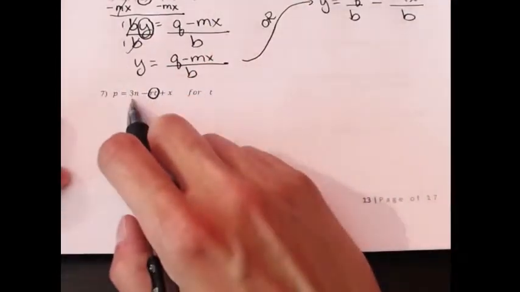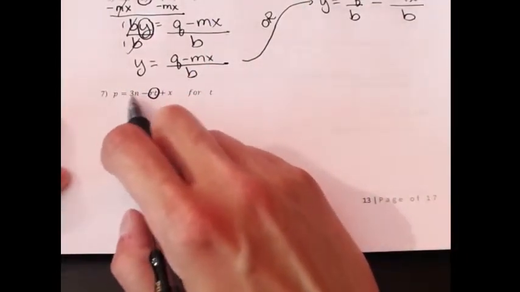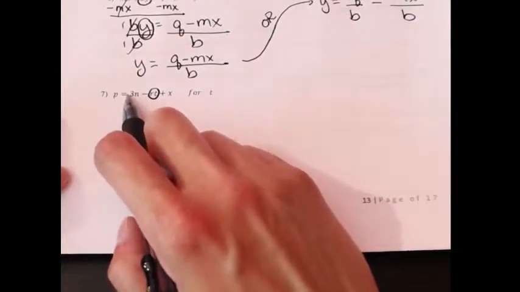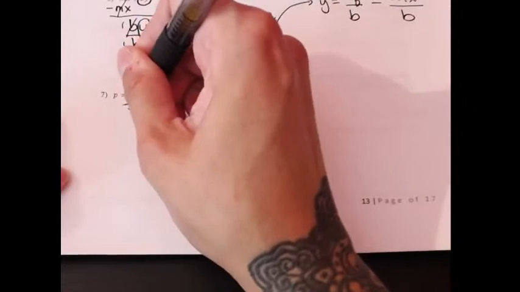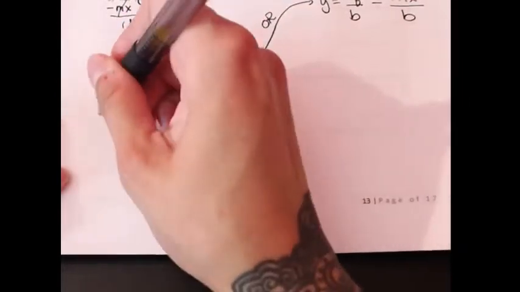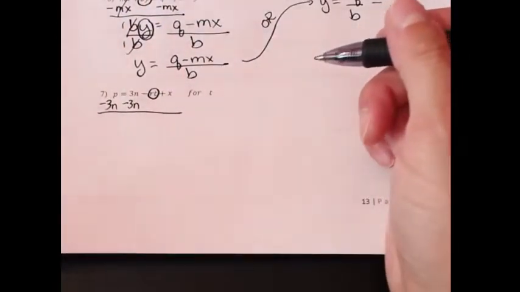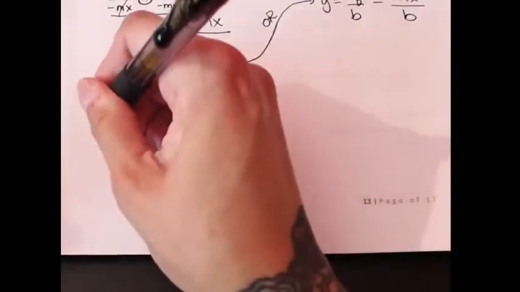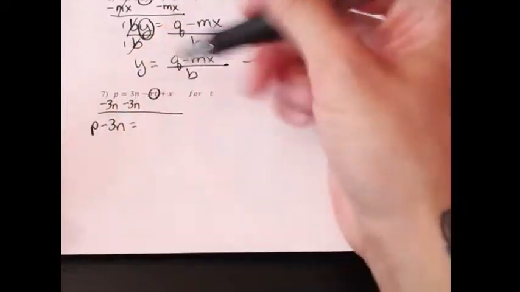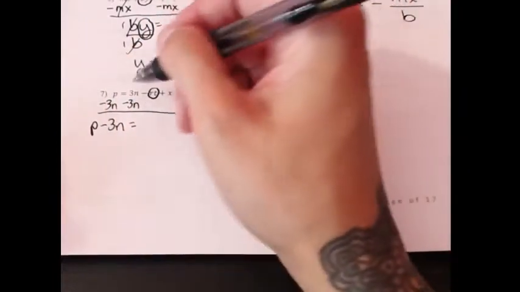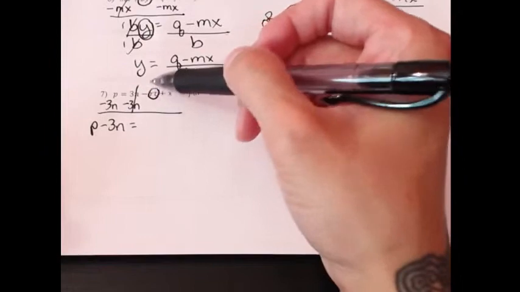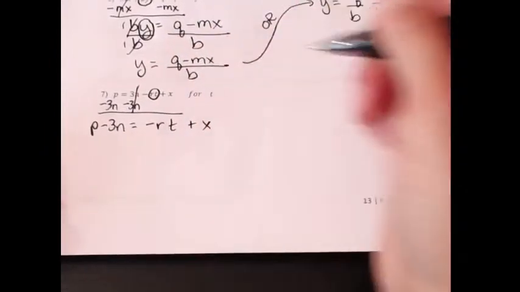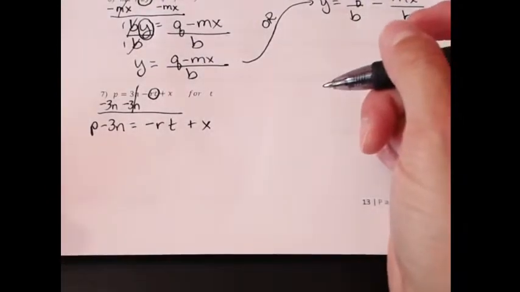So notice I'm going to start with the 3n. We can move the entire 3n term by using the opposite operation. It was a positive 3n, so let's subtract 3n. Bring it over. I'm going to do this in baby steps just so you can see the progression. So now I have p minus 3n is equal to, notice 3n minus 3n leaves us with a 0, but 0 minus rt plus x is still negative rt plus x. Okay?